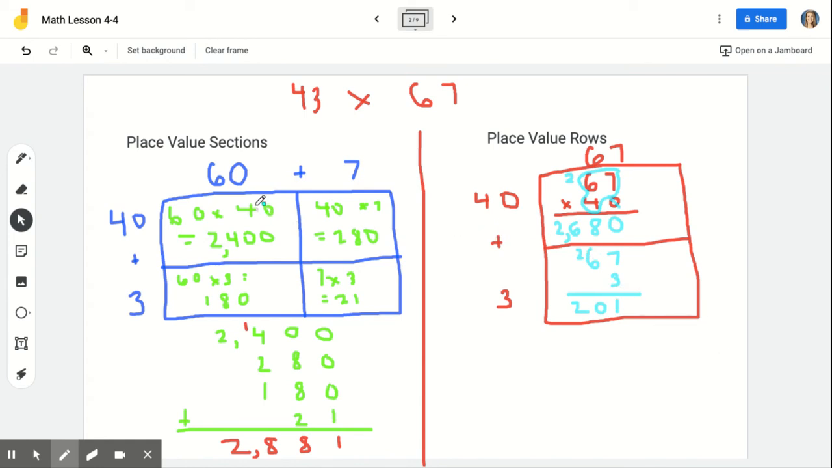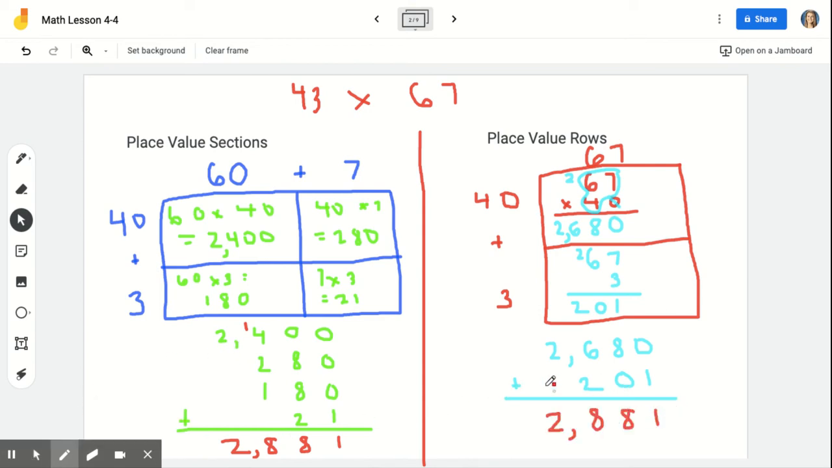Just like with the place value sections, the next step, we have 2 partial products here. So we're going to add them together to get our final product. So underneath yours, just like I'm doing, we're going to stack our 2 partial products and we're going to add them together. 2,680 plus 201. Does yours look like mine? Great, go ahead and add them.